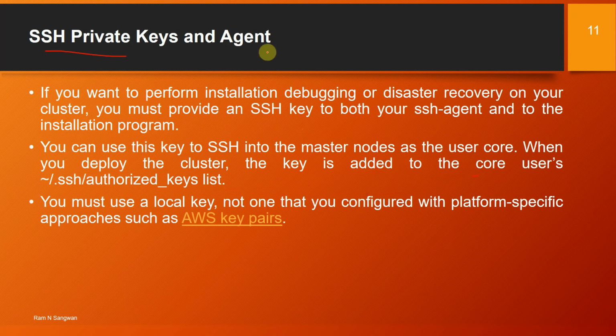SSH private keys and agents. If you want to perform installation, debugging or disaster recovery on your cluster, you must provide an SSH key to both your SSH agent and to the installation program. You can use this key to SSH into the master nodes as the user core. When you deploy the cluster, the key is added to the core user's .ssh authorized keys list.